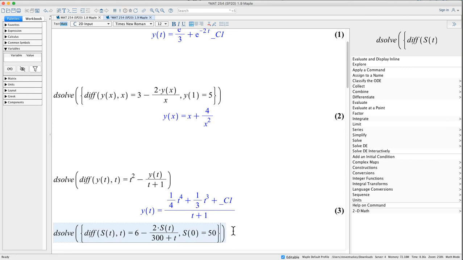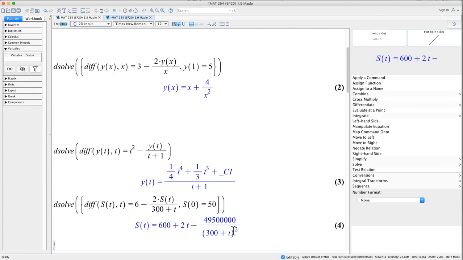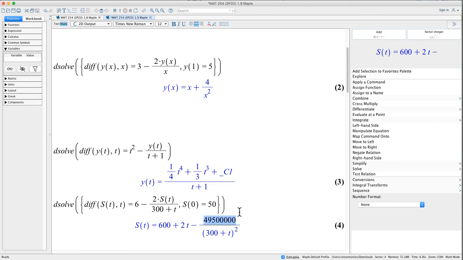So let's see what Maple says is the particular solution. And it should give me an exact value for what the value of the constant was. So I'll write that down on my paper. But it looks like 600 plus 2t minus this big number over 300 plus t quantity squared. And that looks exactly like the equation that we came up with.